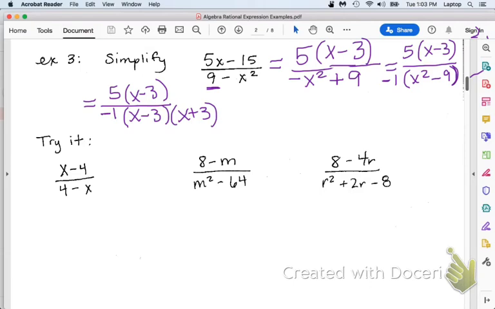Now this is the point where I want to find what my excluded values are, right? I do not want x equal to 3, and I do not want x equal to negative 3, okay? The common factor is right here.